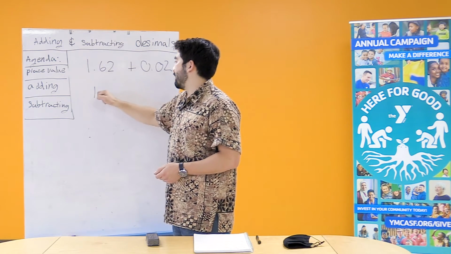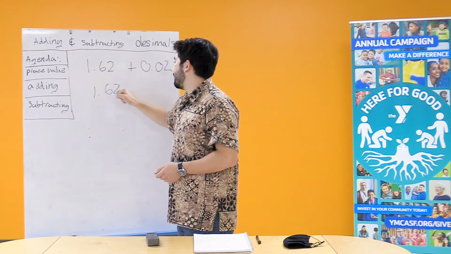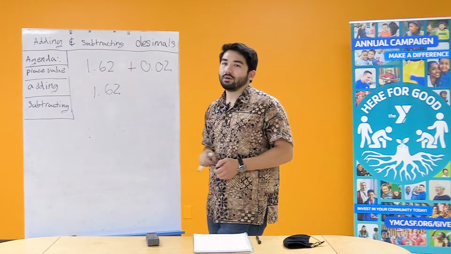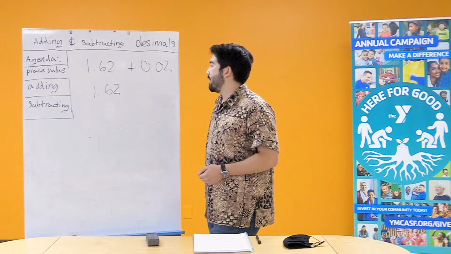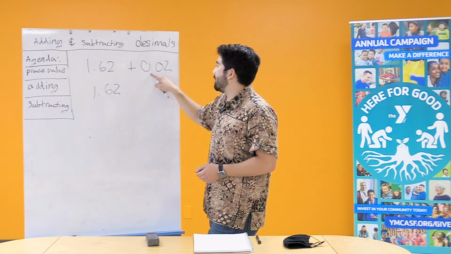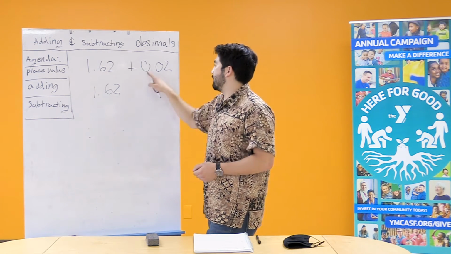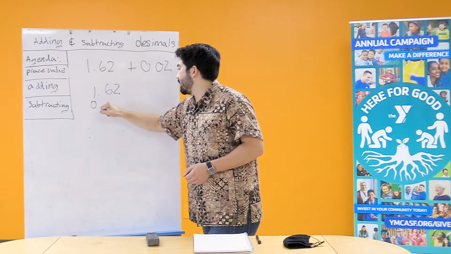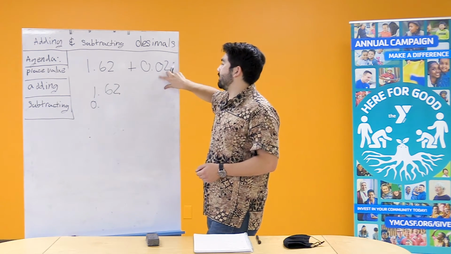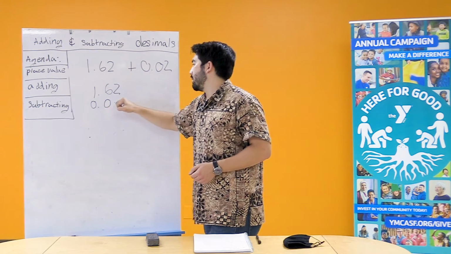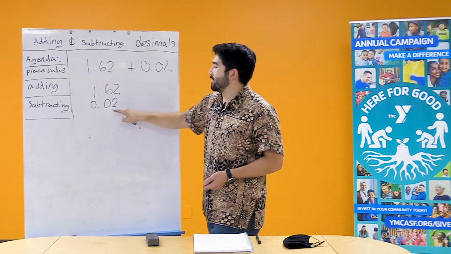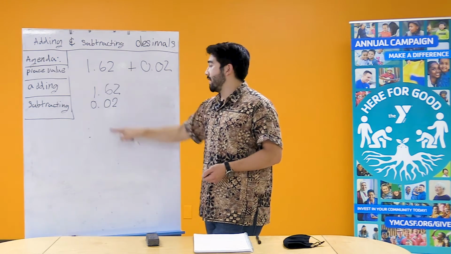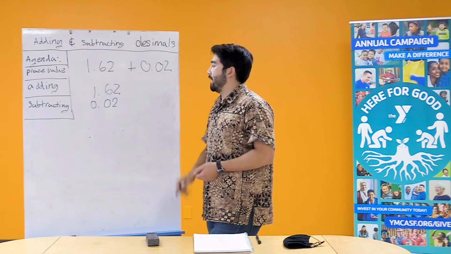So we're going to start by first lining up our problems. So here's our 1.62 on top, and then we're going to place our 0.02 underneath. So how we're going to do this, we're going to line up our decimals. So this 0 lines up with this 1, decimal goes there. We have another 0, and then we can put our 2. So this 2 does not line up with this 1. We actually line up the decimals, and that's how we're going to add.